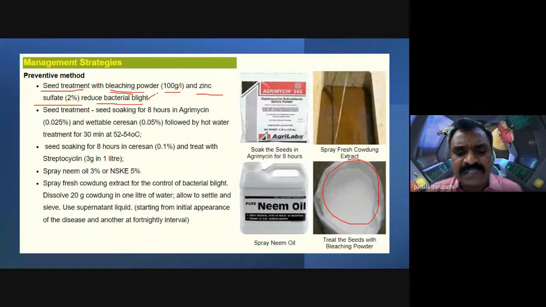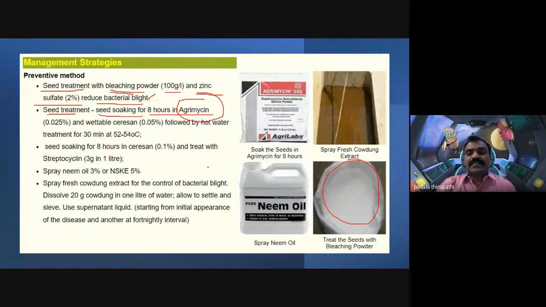Are you follow my class, my dear friends? Anybody? Anybody one can rest? Yes, sir. Yes. Then at the same time, seed treatment or seed soaking for 8 hours, agromycin. So agromycin. So in this slide, we are image showing this agromycin 343. And the vegetable ceresan, followed by hot water treatment is also used for prevention of this disease.